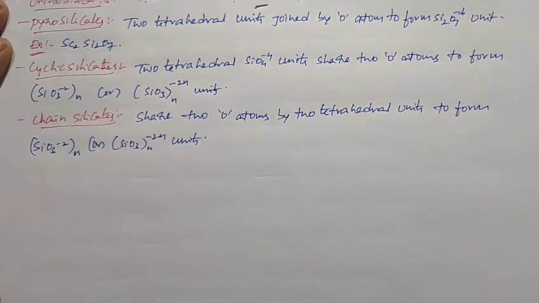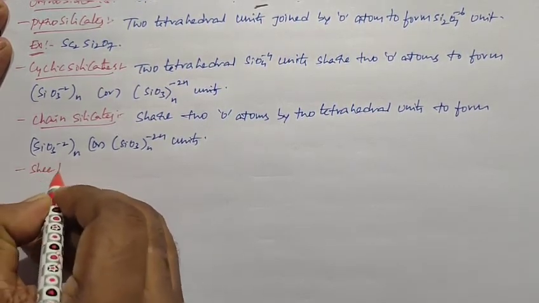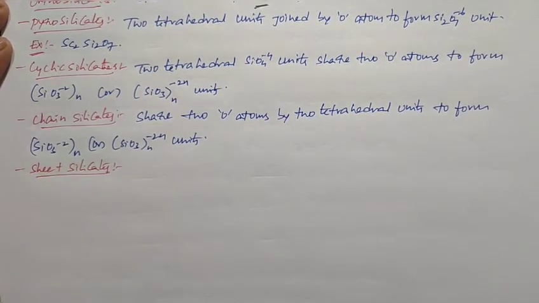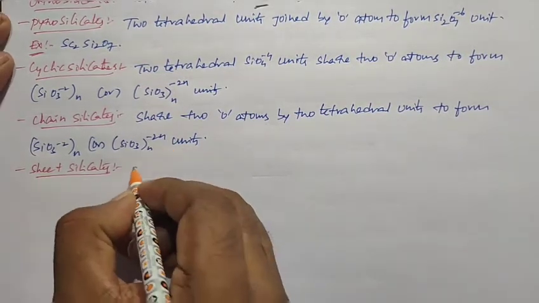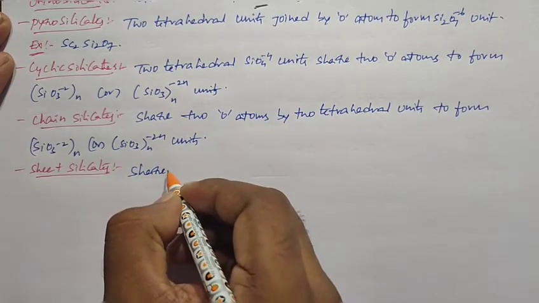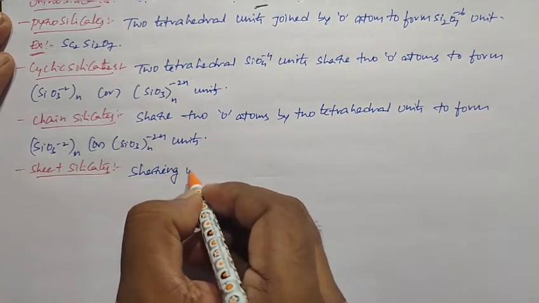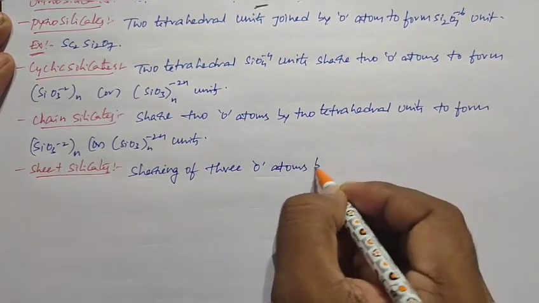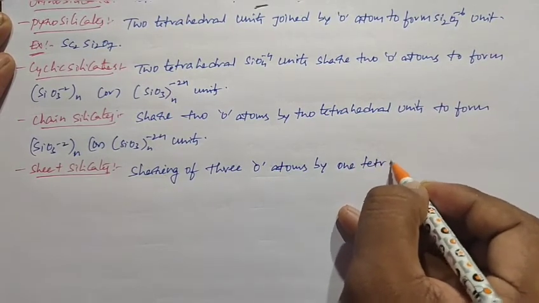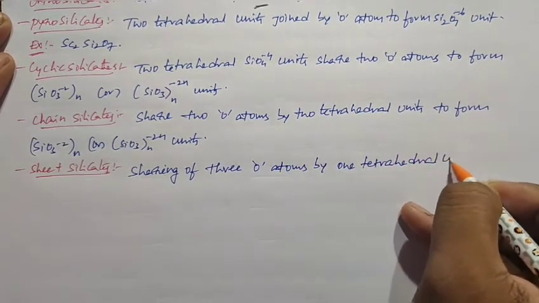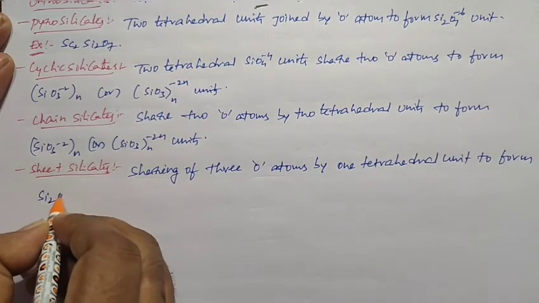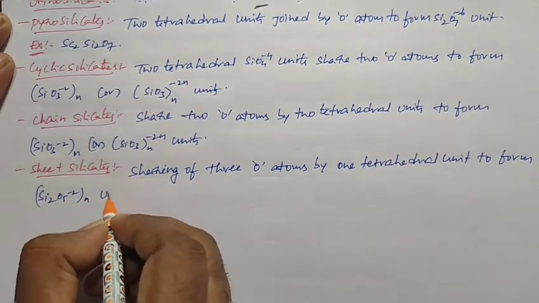And next one is sheet silicates. These are formed by the sharing of three oxygen atoms per tetrahedron, that is, sharing of three oxygen atoms by one tetrahedral unit to form (Si2O5)n 2n- units.